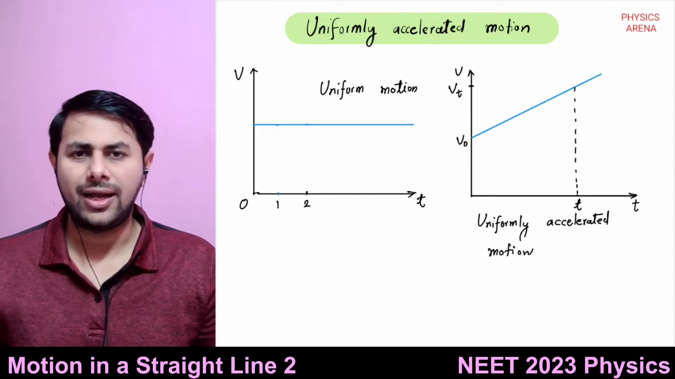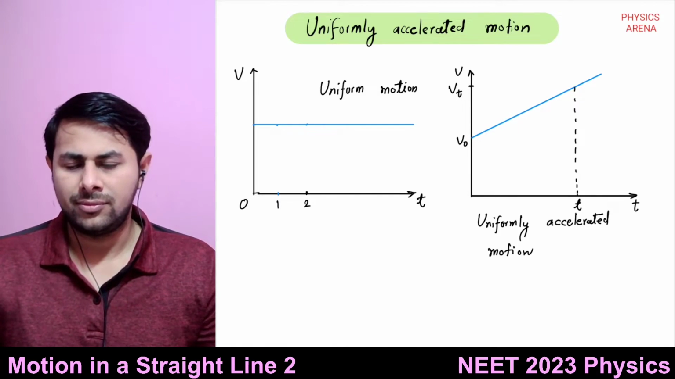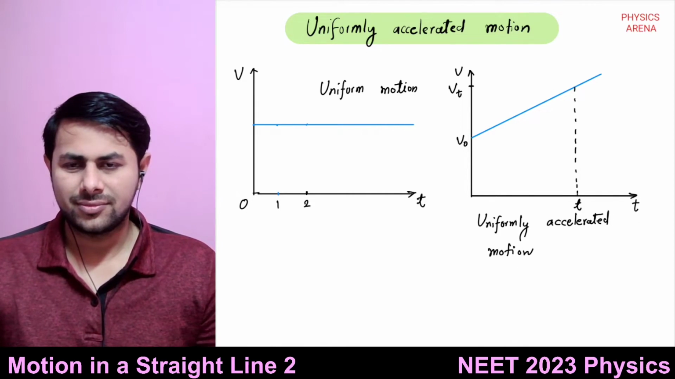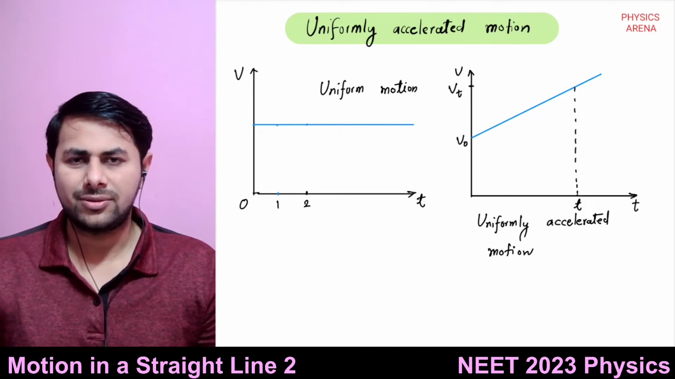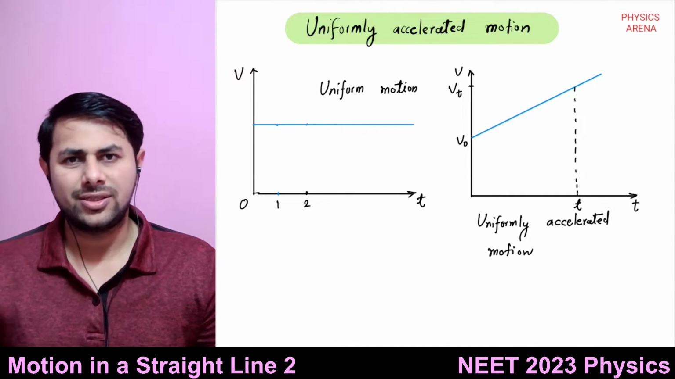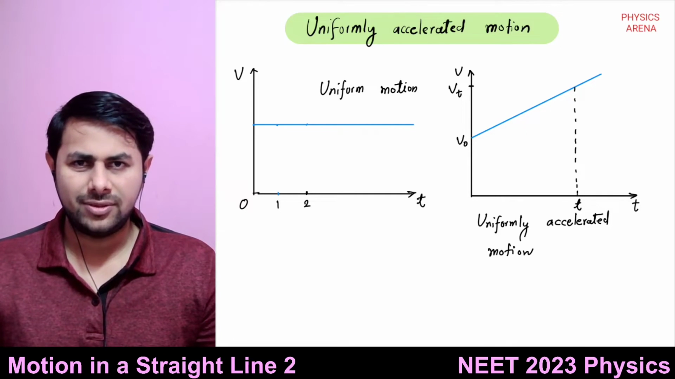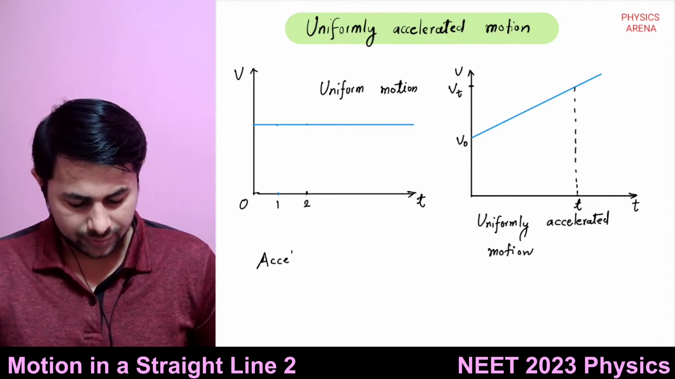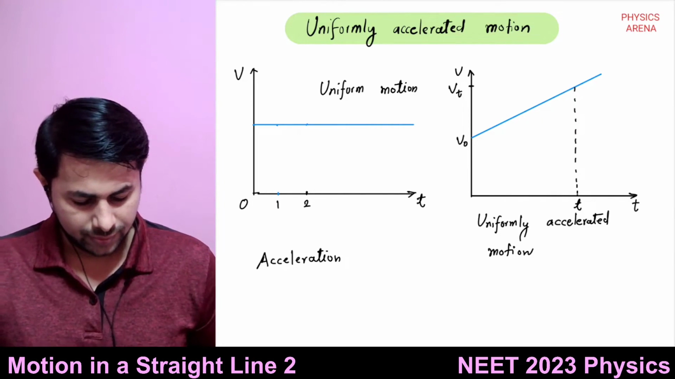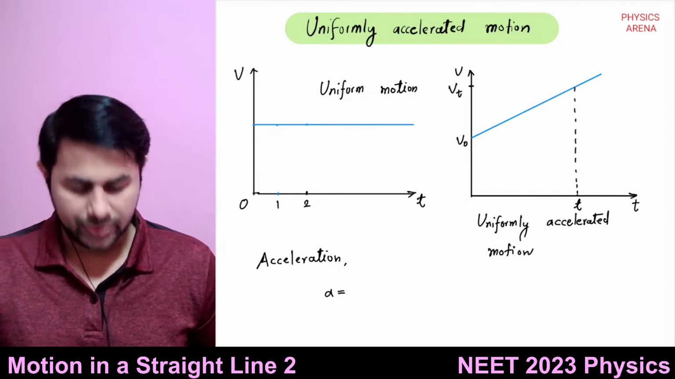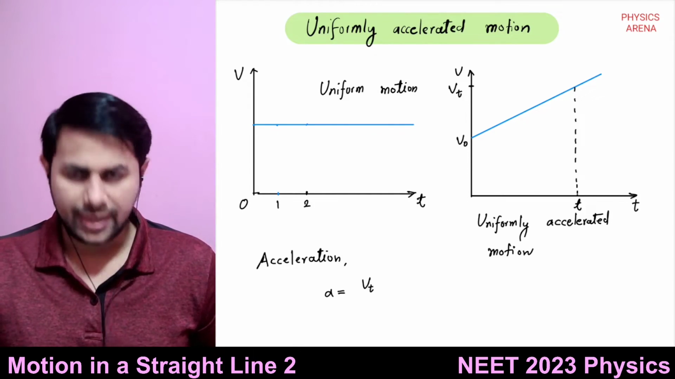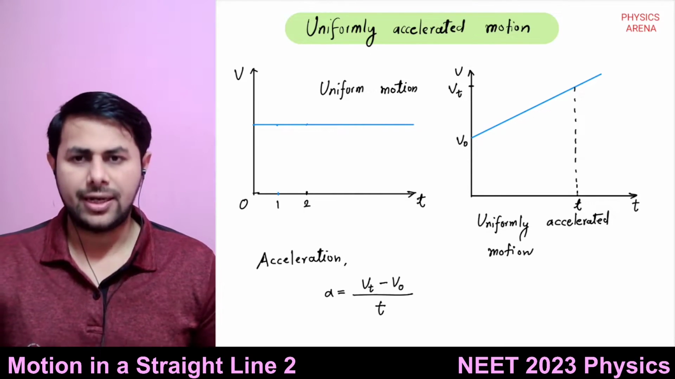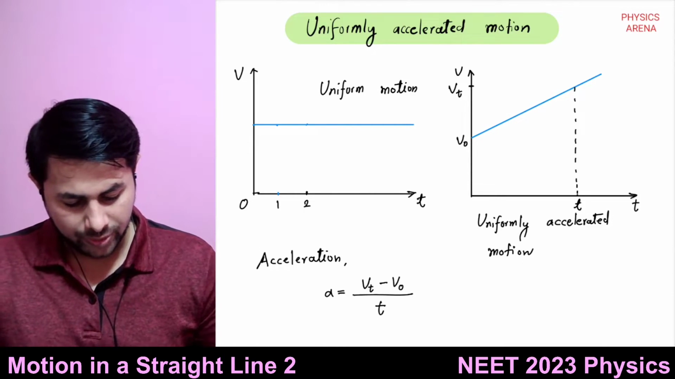So how can I find acceleration from this graph? What is acceleration? It is change in velocity divided by time, right? So acceleration a is equal to the change in velocity, velocity at time t minus velocity at t equals 0, divided by time.